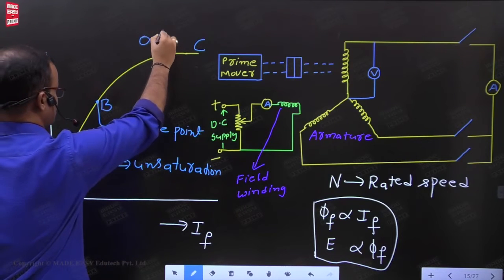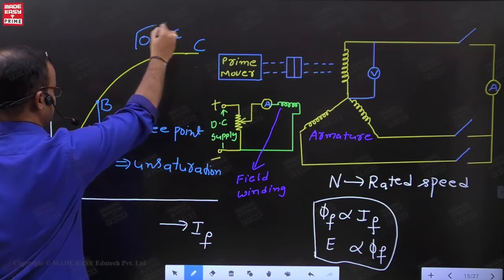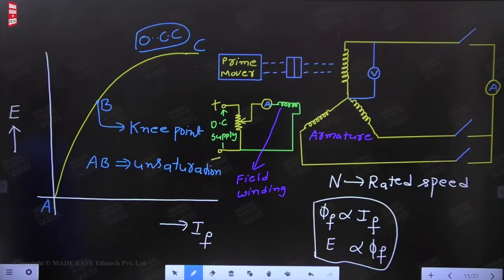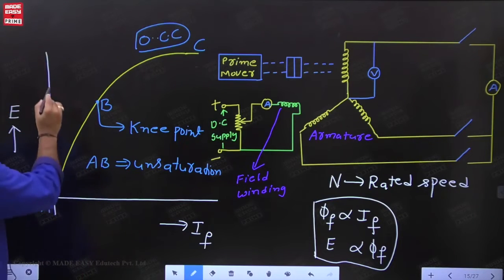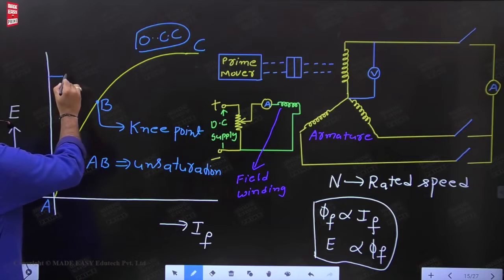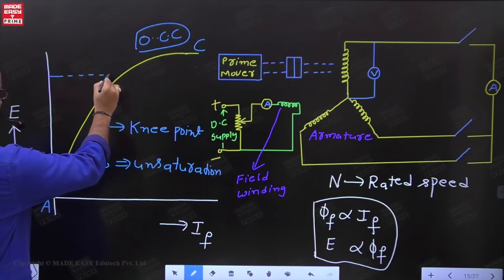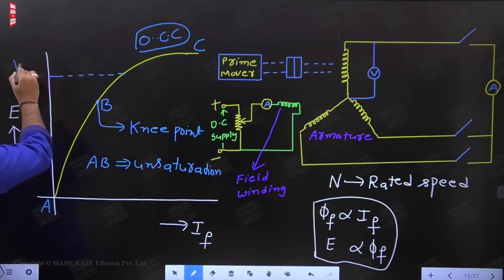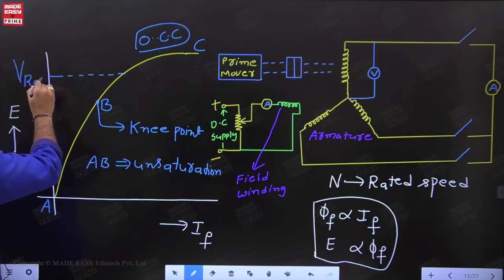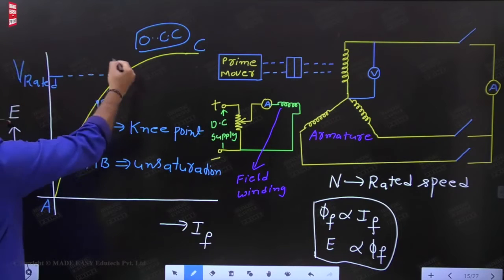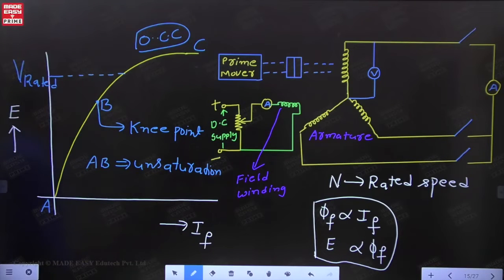Now the complete open circuit characteristics are obtained. Remember one point: every time, the alternator design says that the rated voltage is obtained above the knee point. Just draw this graph.